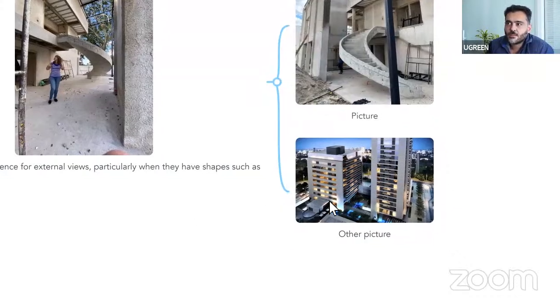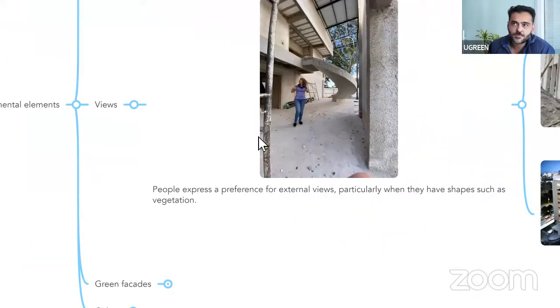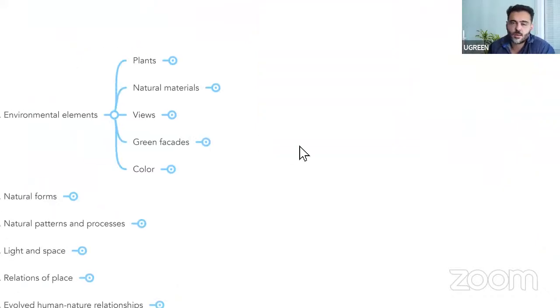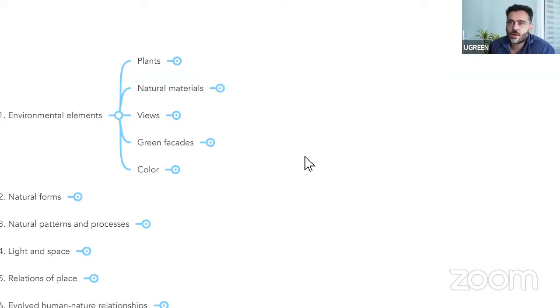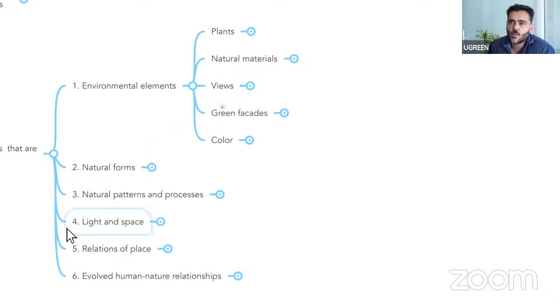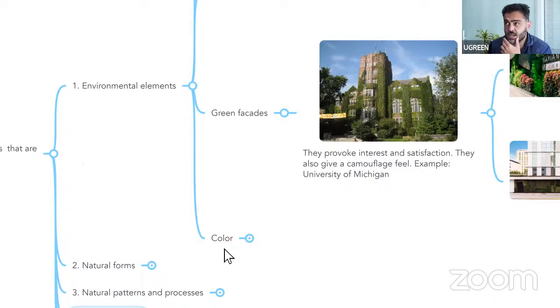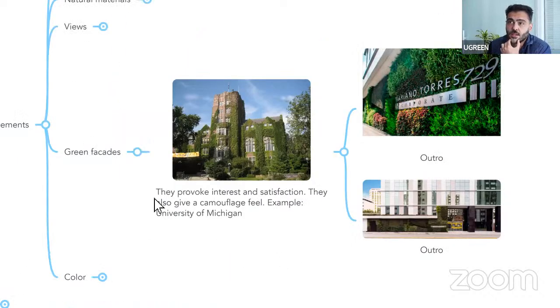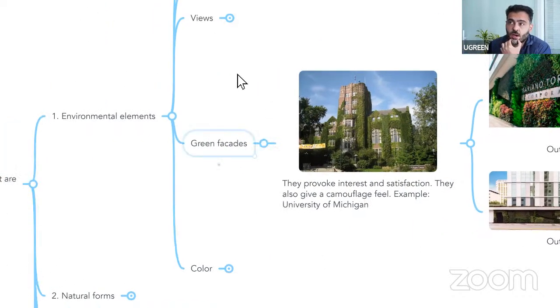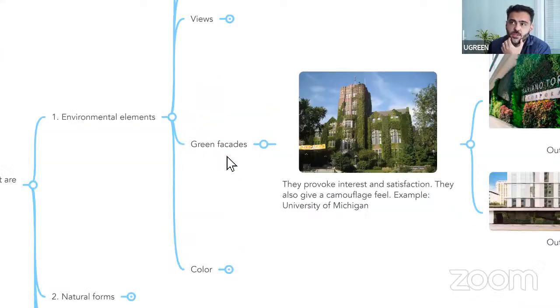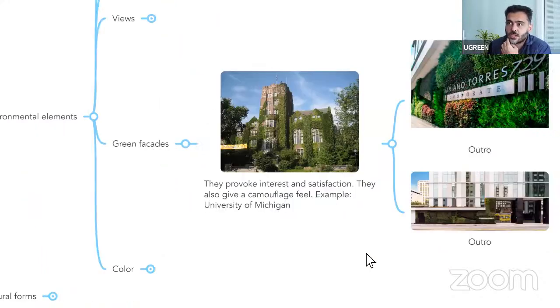When we are talking about views, it's a biophilia design element, but also for sustainability as well, right? So we are enhancing health. Of course, we can talk about natural light here, but we are not going to talk about natural light here because I will talk about it in the fourth part, okay? Green facade is the same thing, right? We need to understand that we can use plants inside our design, and of course we are going to enhance sustainability inside our project.